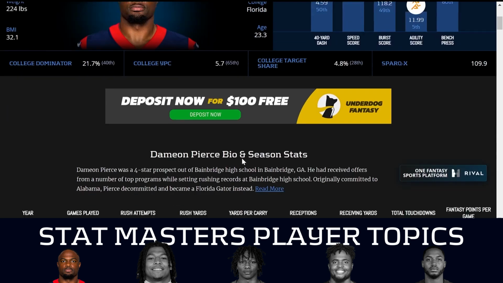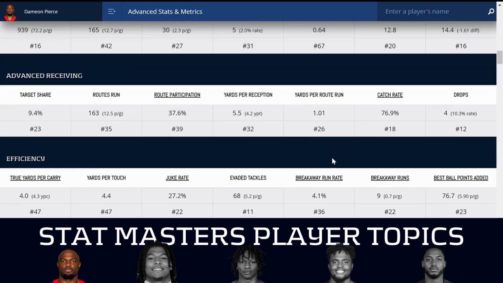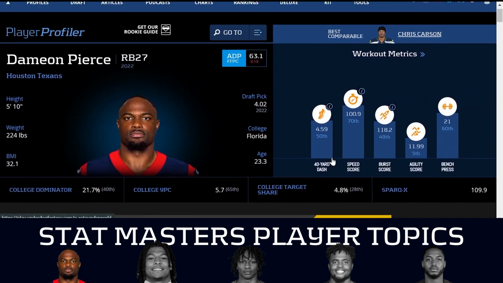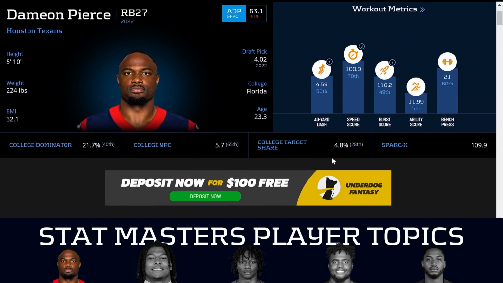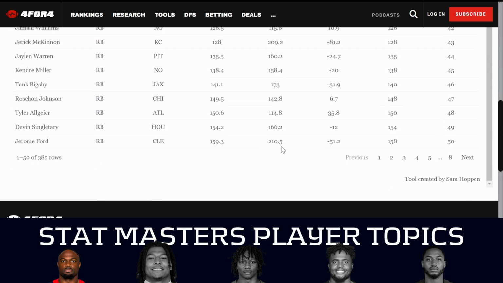But then bringing in Devin Singletary, who in a 4-year career with the Buffalo Bills had been a proven capable running back of scoring fantasy points. We were off on Dameon Pierce early in the process, but now what we've seen is everyone's hopped on Devin Singletary and bumped up his ADP significantly.